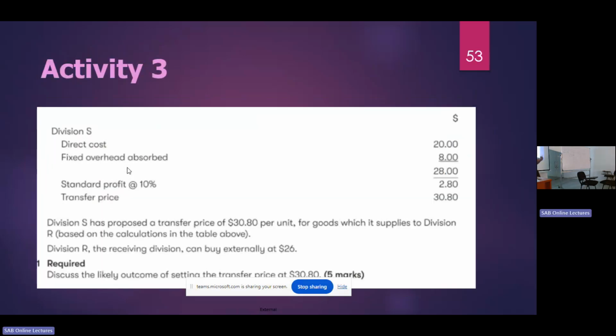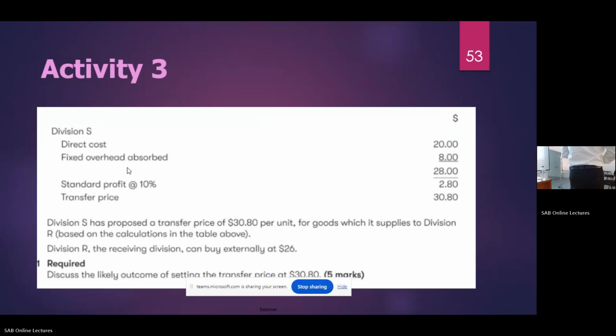Right. Now an activity. Shall we go through it? Division S. Direct cost 20, fixed overhead absorbed 8, total 28. Standard profit margin 10%, transfer price 30.8. Division S has proposed a transfer price of 30.8 per unit for goods supplied to division R. Division R, the receiving division, can buy it externally for 26. Discuss the likely outcome of setting the transfer price at 30.8.